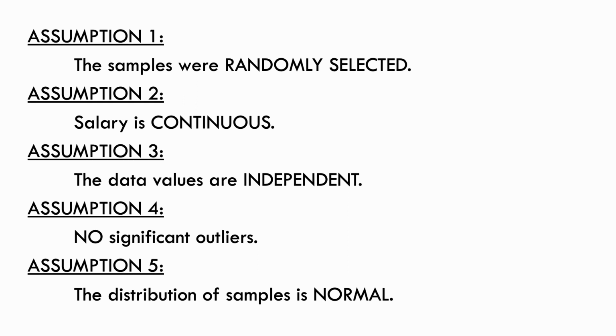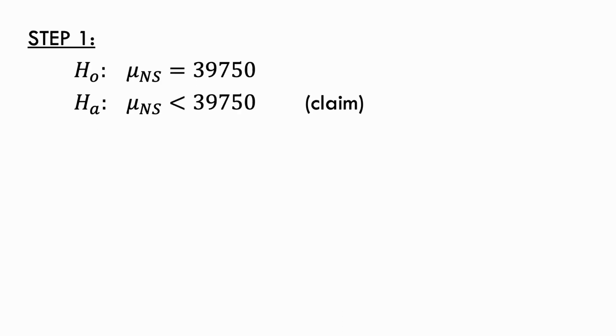So since yung 5 assumption ay satisfied, we can proceed with the student t-test. First step, your null hypothesis is that the mean is equal to 39,750, while the alternative hypothesis is that the mean is less than 39,750, and that is the claim.